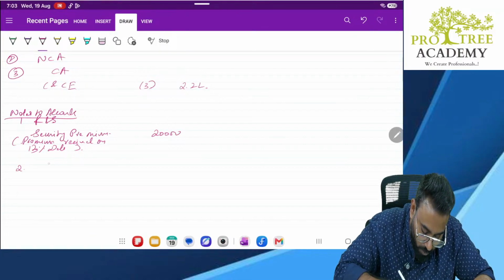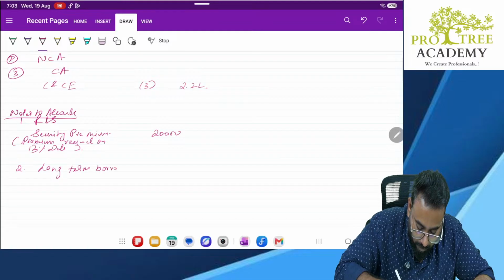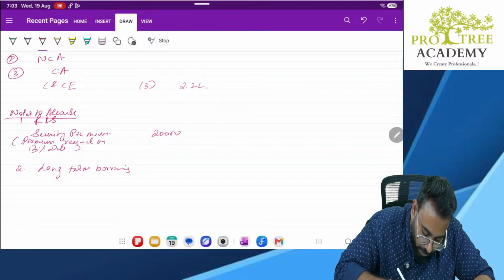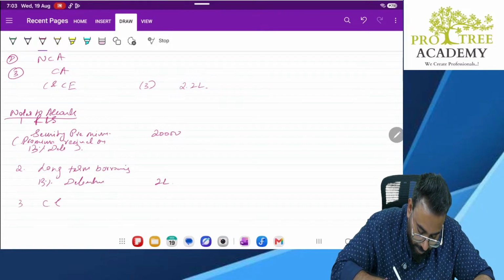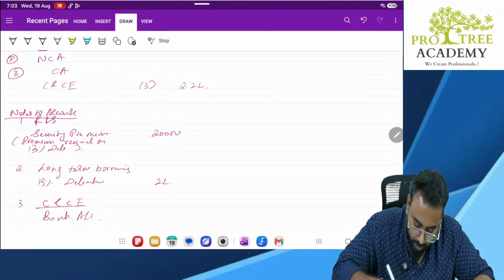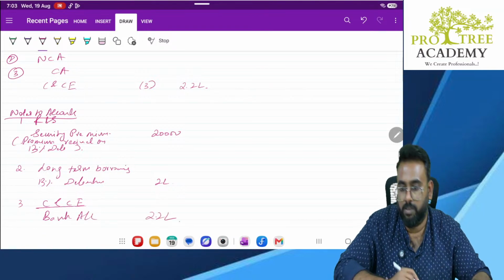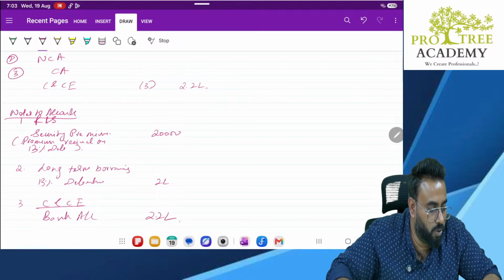Note number 2. Long term. Under that you have to write 13% debentures, 2 lakhs. Next, cash and cash equivalents. Below that, bank account, 2,20,000. Clear? This is how your item should look.